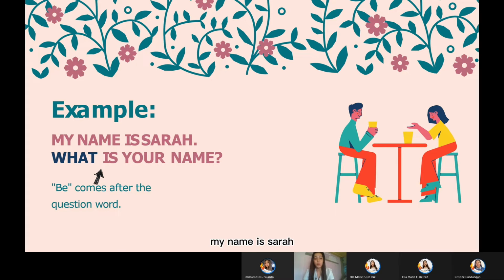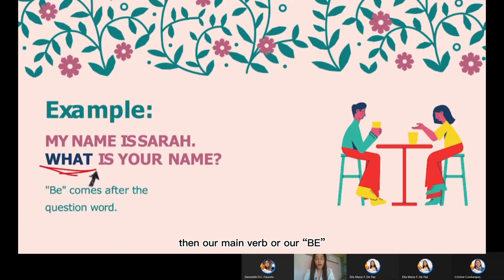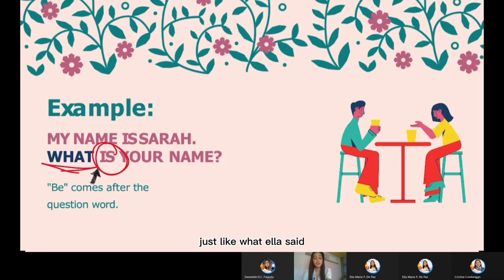My name is Sarah. What is your name? Okay, let me discuss it to you. Our question word here is the word what. This is our question word. Then, our main verb or our be here is the word is. As you can see, the question word is located at the beginning of the question, just like what Ella said. And the main verb or the be goes straight after it.